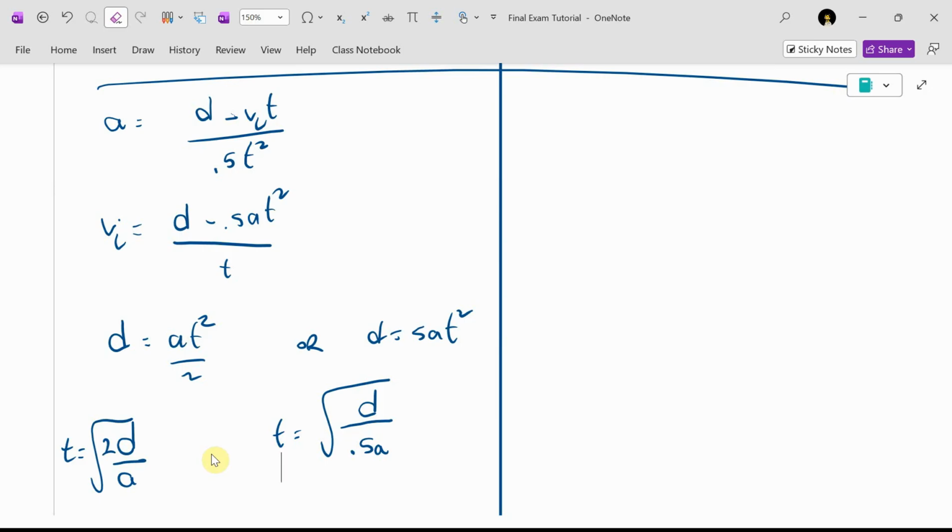Okay. Destiny, how would I get the VI by itself? What's going to drop down like a domino? The VF squared. And then, good. That gives me VI squared.